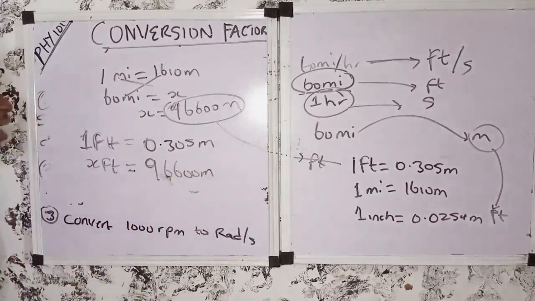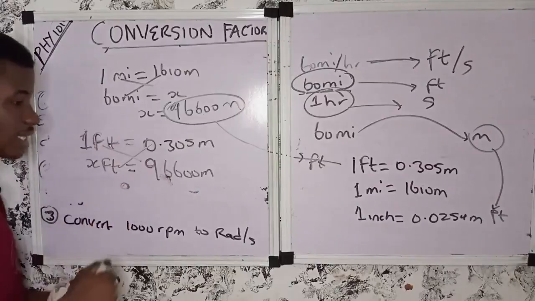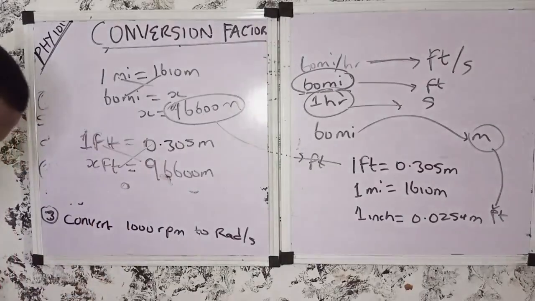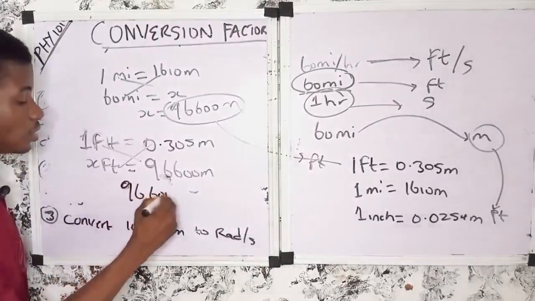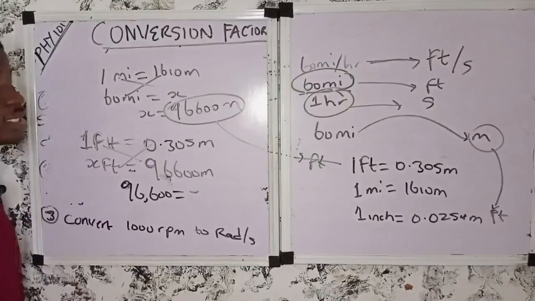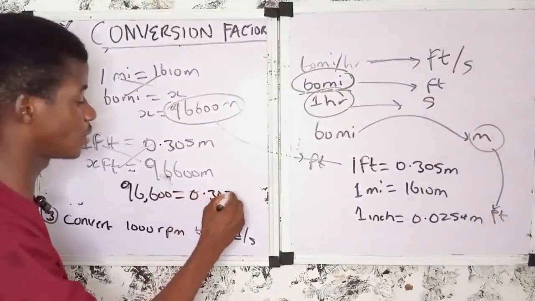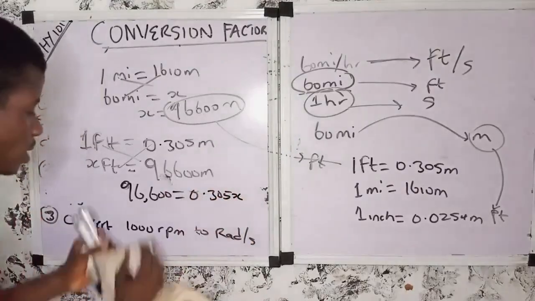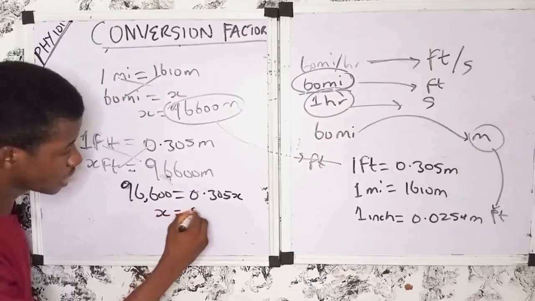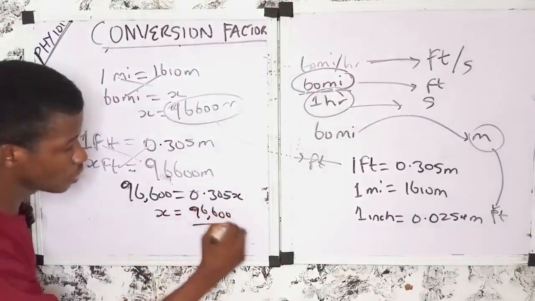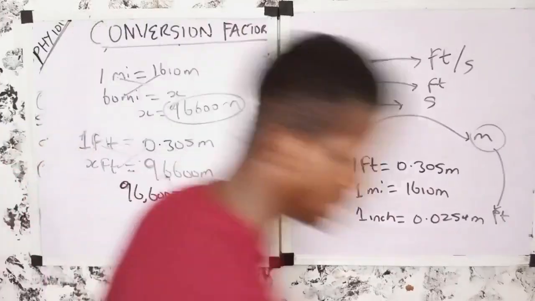96,600 meter. So 1 times this will still give us, 1 times 96,600 will still give us what? 96,600. Then x times 0.305 will give us 0.305x. Okay? Yes. Then if you divide both sides, x equals 96,600 over 0.305. If we divide everything, what will be our answer?